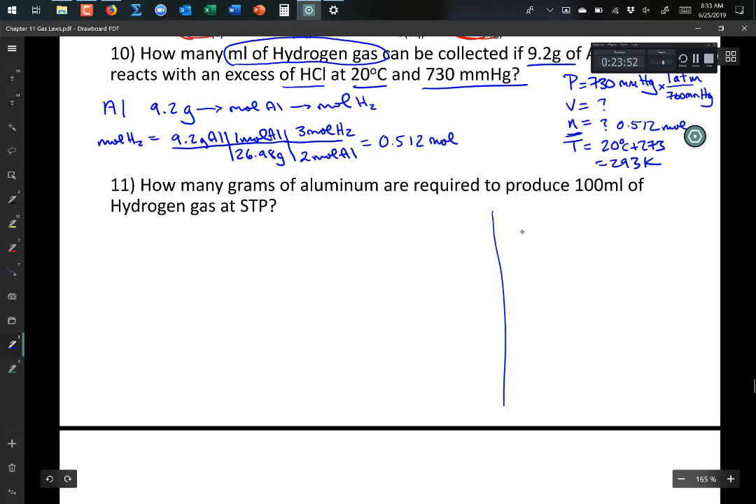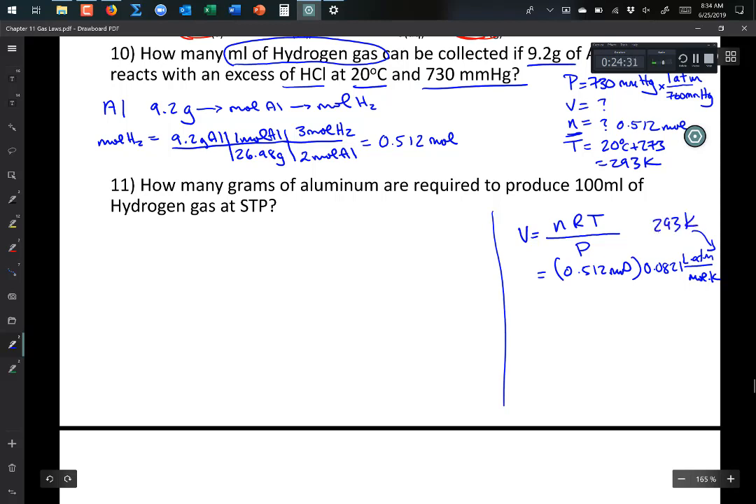Okay, so looking for volume. nRT over P. So 0.512. Oops, look at that. I'm out of space already. I'll do it here. 0.512 moles, R is 0.0821 liters times atmospheres over moles times Kelvin. I'm out of space. I'm going to insert a number here. And the Kelvin's 293 Kelvin.